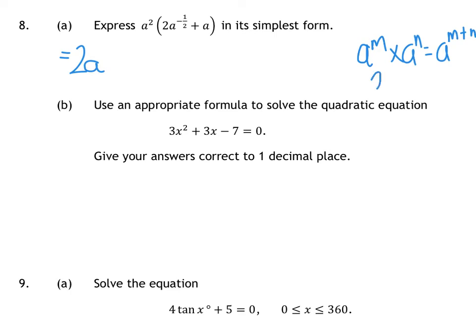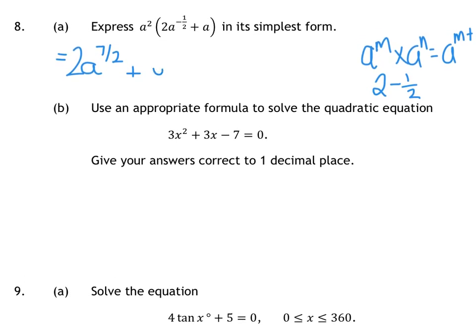If you're not able to do that mentally, 2 take away a half, think if you're eating a cake, that would be 8 halves take away 1 half, so you can leave that as 7 halves. It's really 1.5, which is 7 halves altogether, plus then you've got a squared times a, which is a cubed. And that's that for that one.